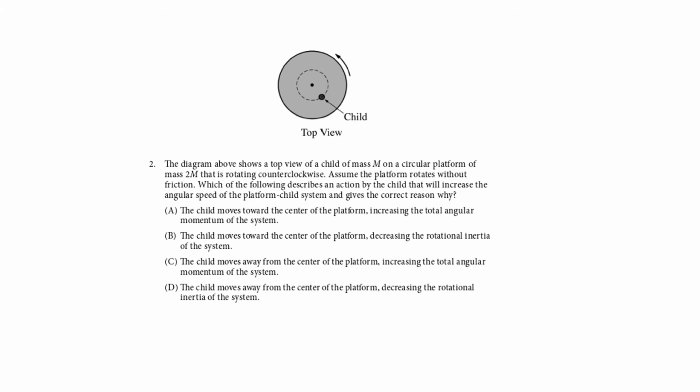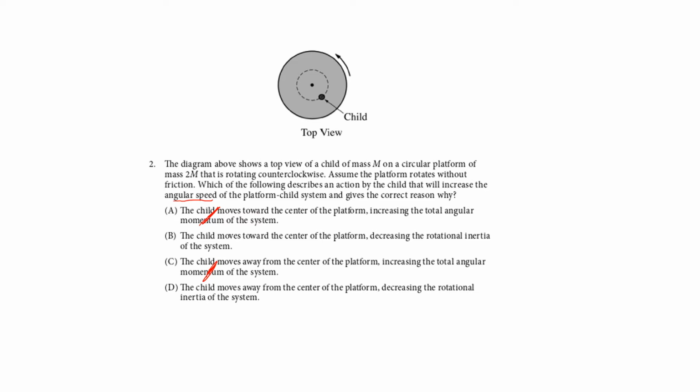For this one, the diagram shows a top view of a child of mass m on a circular platform of mass 2m rotating counterclockwise. Assume the platform rotates without any friction. Which of the following describes an action by which the child will increase the angular speed of the platform system and gives the correct reason why? Okay, so the child moves towards the center of the platform, increasing the total angular momentum. No, momentum will always be conserved, so it's definitely not that one. And for the same reason, it can't be this one, because momentum's always conserved unless you're having an external torque or something like that, but we're not doing that here.